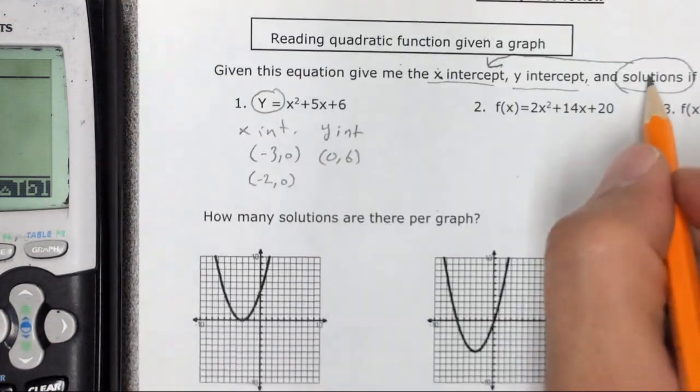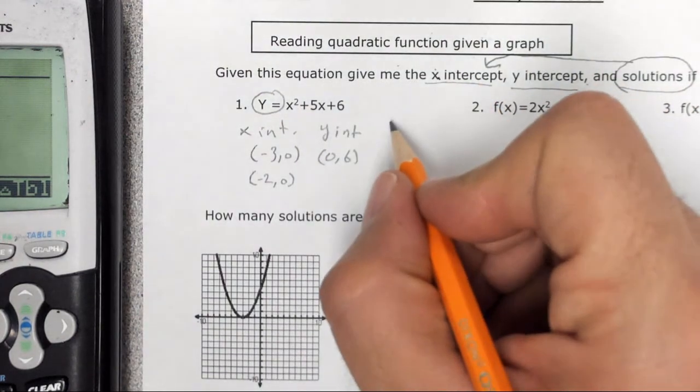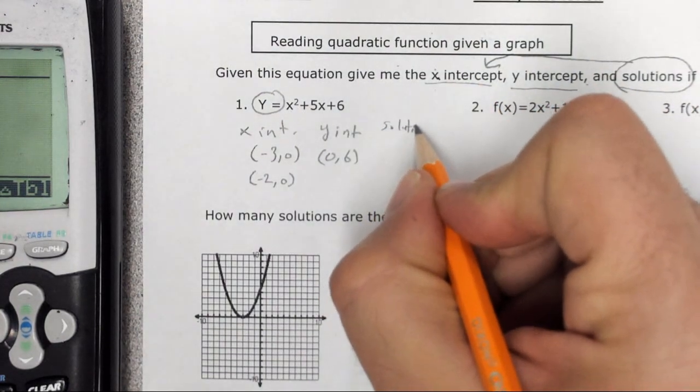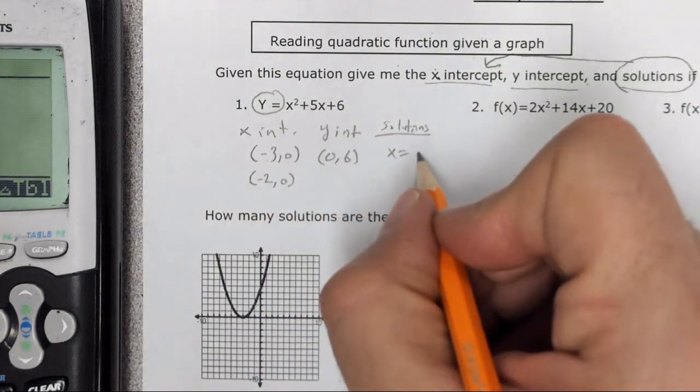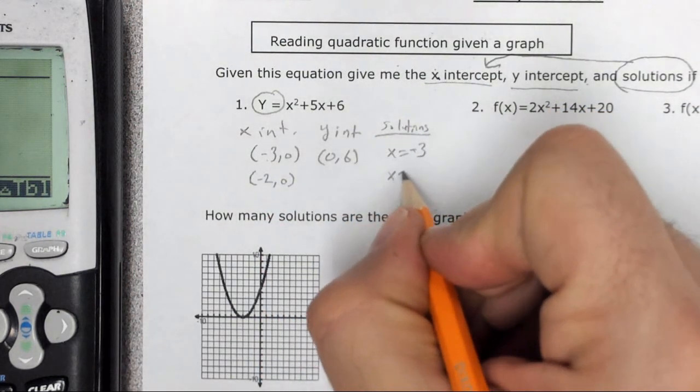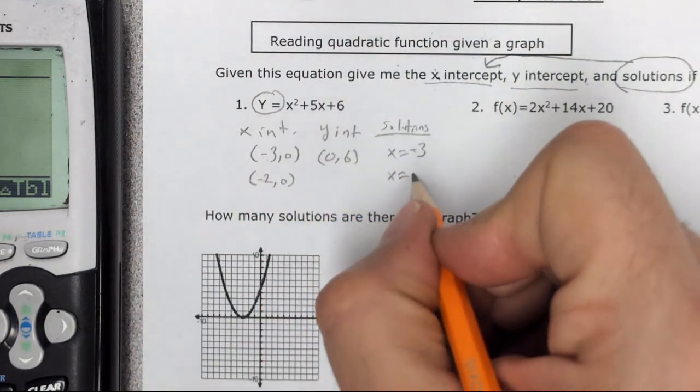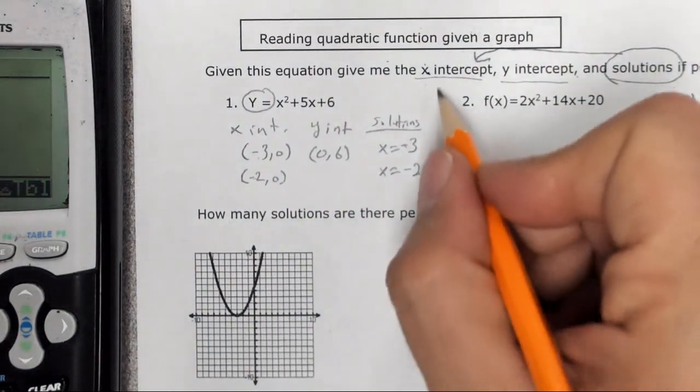Now my solutions are my x-intercepts. They're just written a little differently. For the solutions, x equals -3 and x equals -2. Alright, now we're going to do that again.